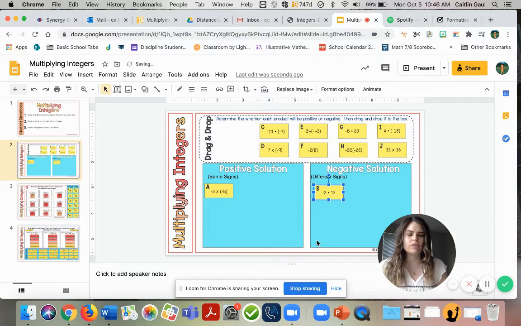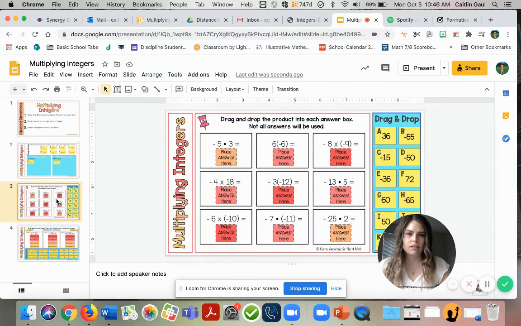So all you have to do for this slide is drag and drop what kind of solution it's going to be. It doesn't actually ask you to do the math yet. The next slide is where we're going to actually do the math. So again, just keep in mind, same signs, positive, opposite signs, negative.